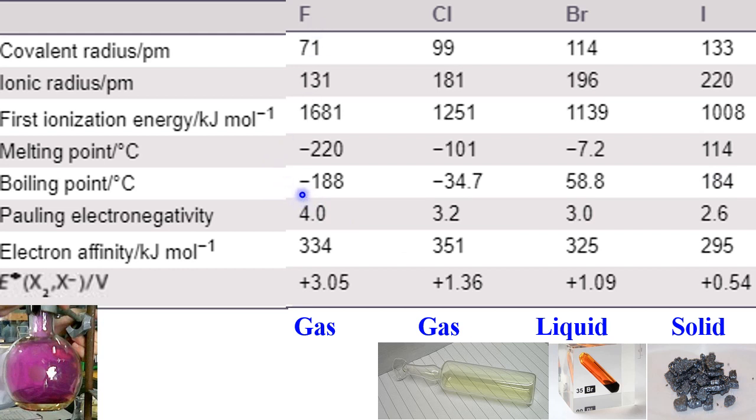Fluorine is most electronegative element in periodic system with electronegativity of 4. Chlorine is close to it with 3.2. Bromine is still very electronegative, 3.0. Iodine is slightly less, 2.6.